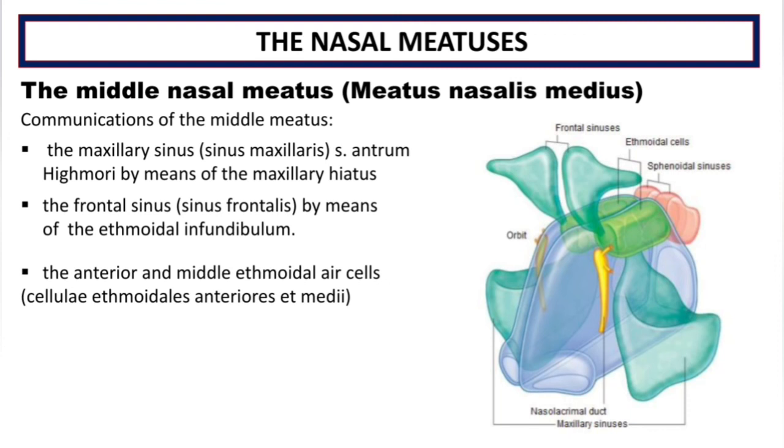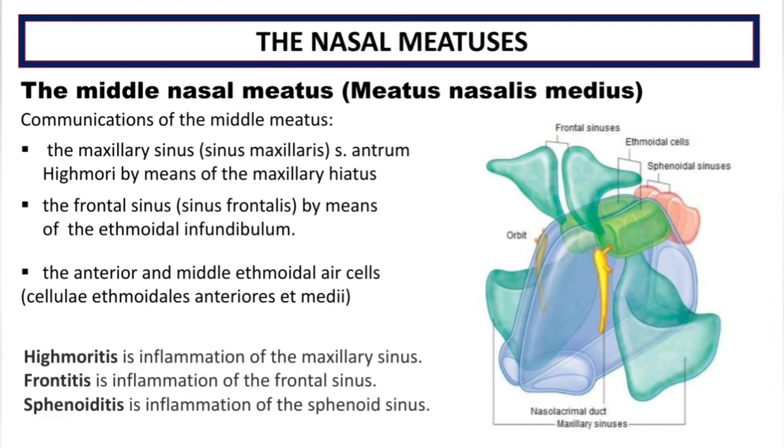Because of a lot of communications, there can be inflammation of these sinuses. If there is inflammation of the maxillary sinus, it's called highmoritis. Frontitis is inflammation of the frontal sinus here. Sphenoiditis is inflammation of the sphenoid sinus here. So you see the ethmoid cells here, and here is the maxillary sinus.